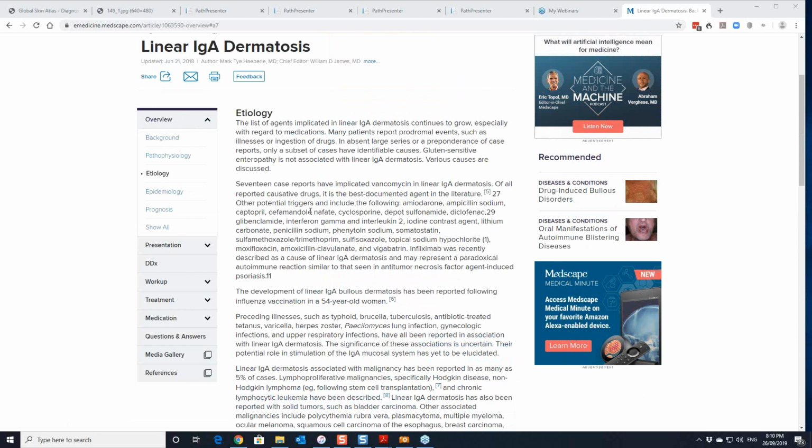It's interesting. These were some other drugs that may be associated with linear IgA disease: amiodarone, ampicillin, captopril we mentioned. I think the vancomycin is easily the most common one that you can see this condition. You can see some of these other drugs here that have been reported as causing linear IgA disease. And even infliximab, a TNF-alpha inhibitor, usually used to treat psoriasis, has indirectly perhaps caused that.